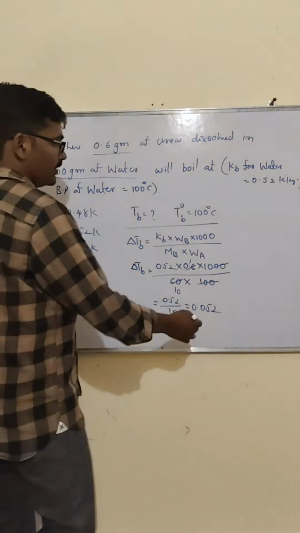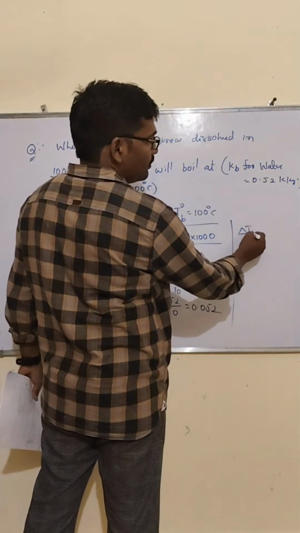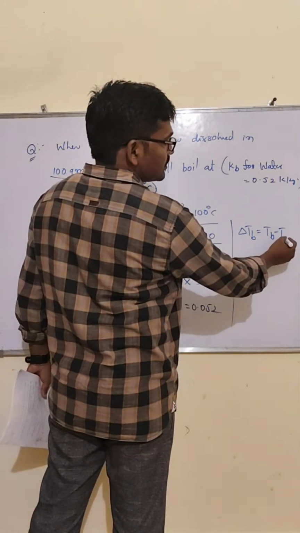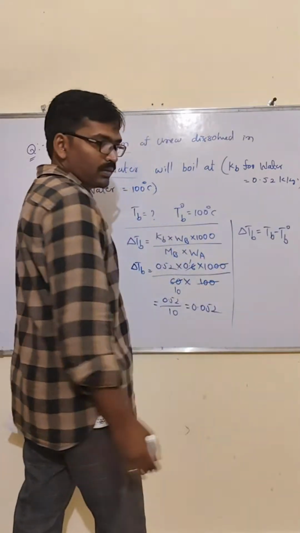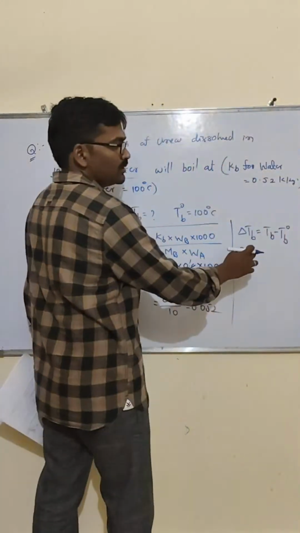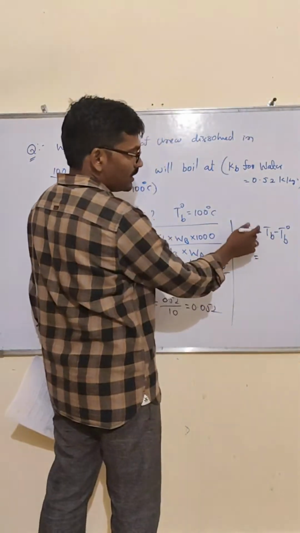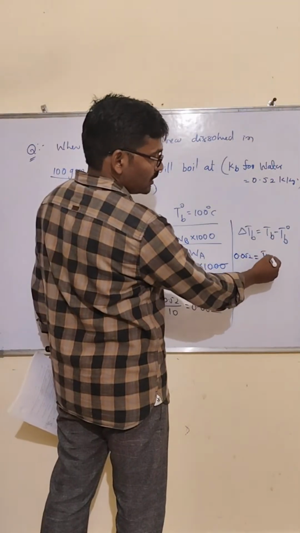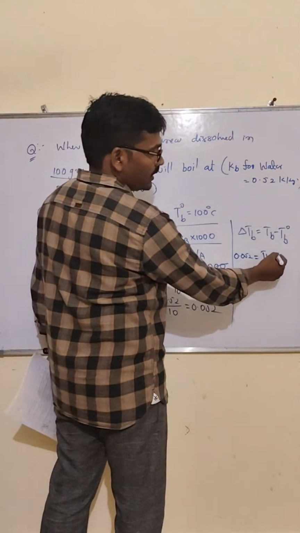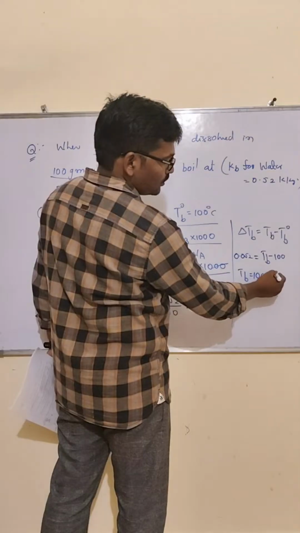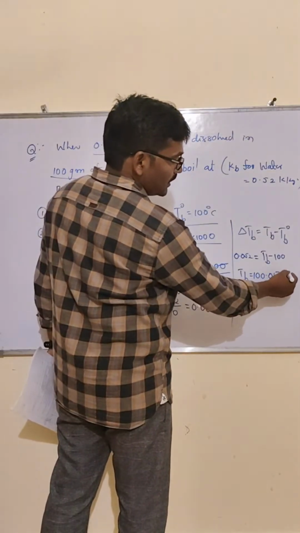Delta Tb equals the boiling point of solution minus the boiling point of pure water. Is that visible, my dear students? So delta Tb value you got is 0.052. Then Tb is what we want to find out, minus T naught b, 100 degrees Celsius. When it is sent to that side, you get 100.052 degrees Celsius.